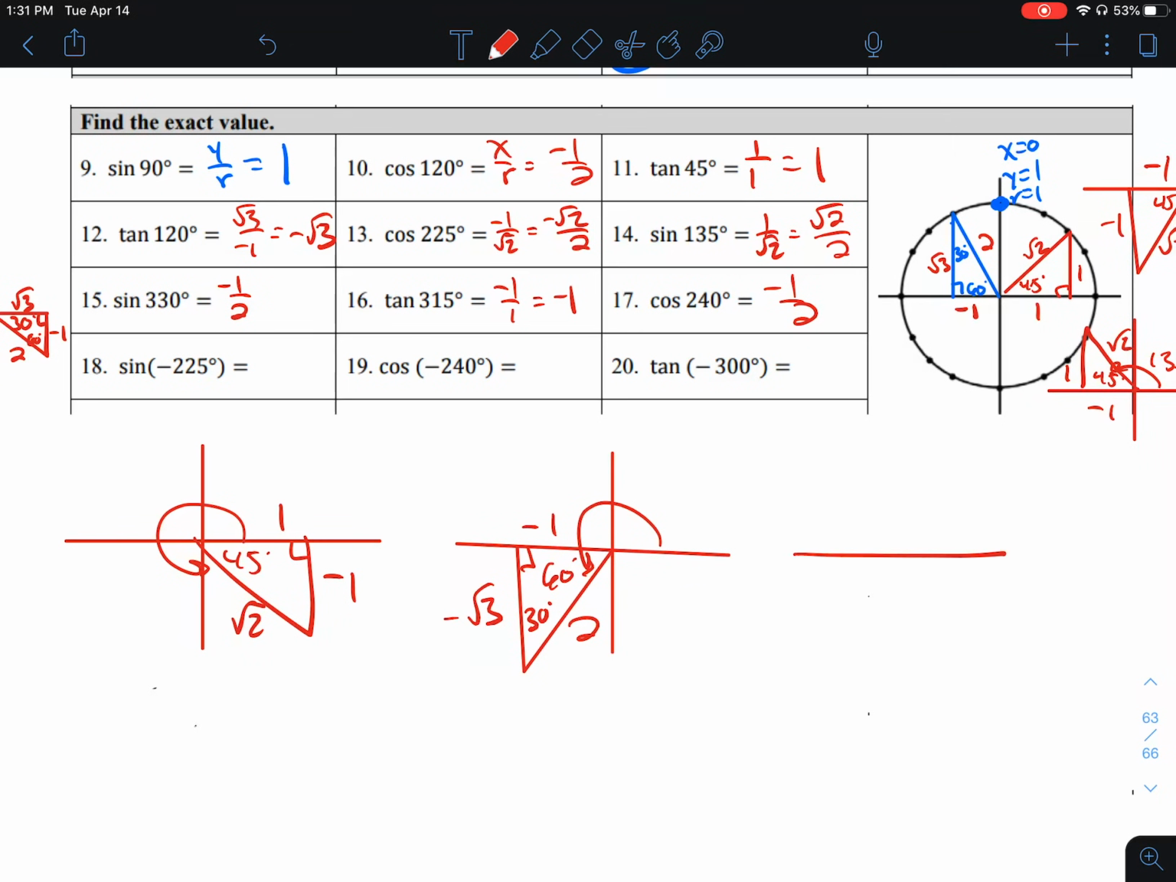Sine of negative 225. If we go in the negative direction of 225, we're going to be in quadrant 2. And that's going to give us a 45, 45, 90. X is negative 1, y is positive 1, and r is square root of 2. Sine is y over r. That's 1 over the square root of 2. If you rationalize it, you get square root of 2 over 2.